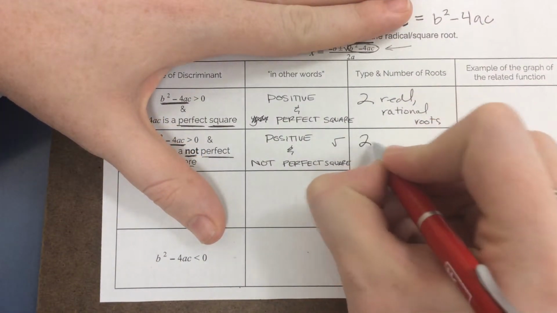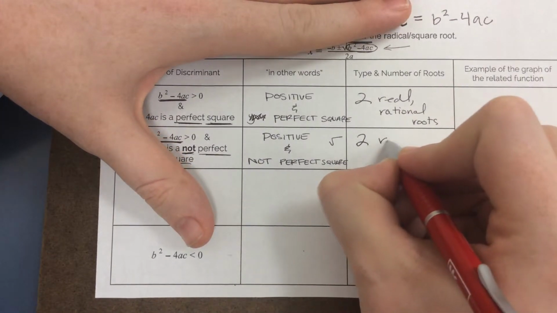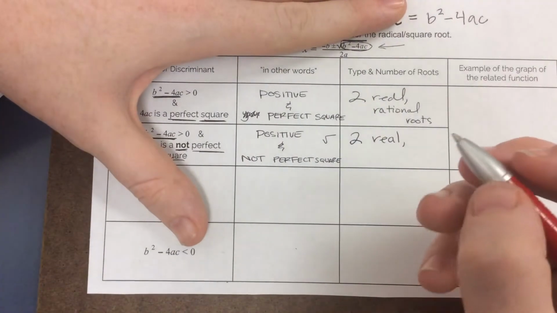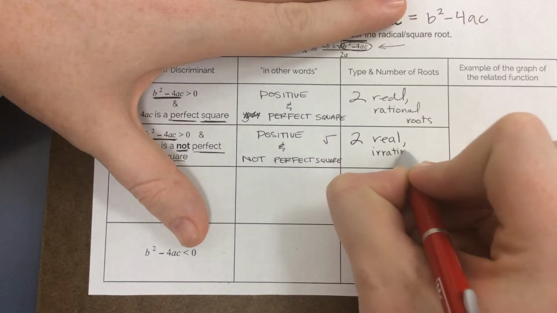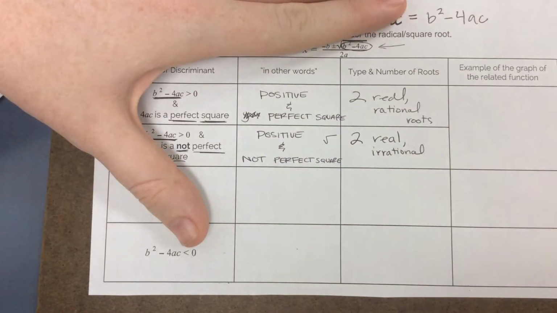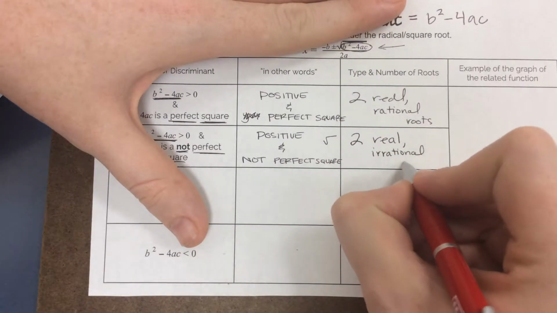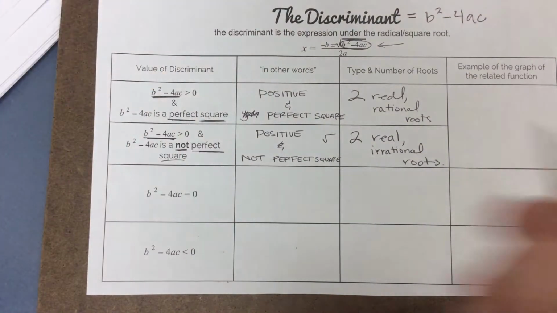You still have two solutions. We still had two answers, and I'll talk about that in a second. They're still real because they don't have an i in them. They don't have an imaginary part, but they're irrational because they have square roots left in them, which means their decimals go on forever without repeating. So two real irrational roots.